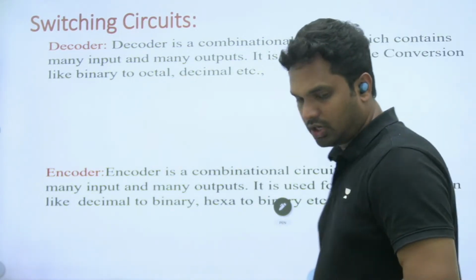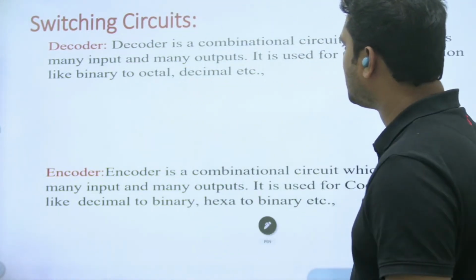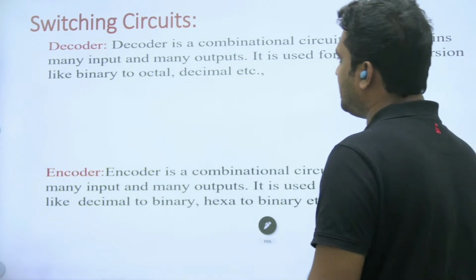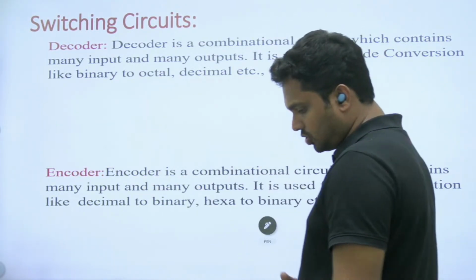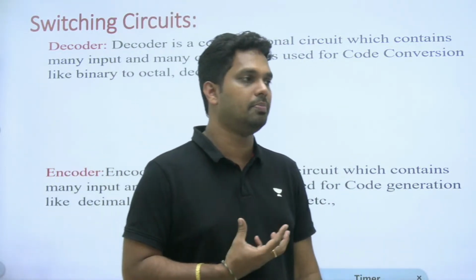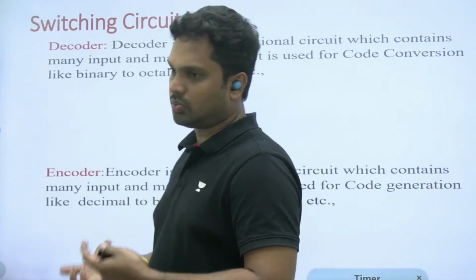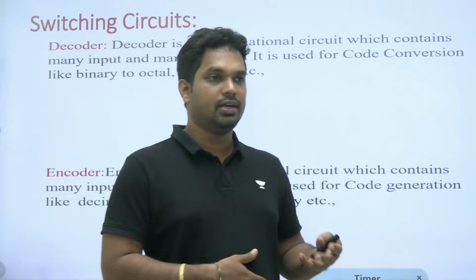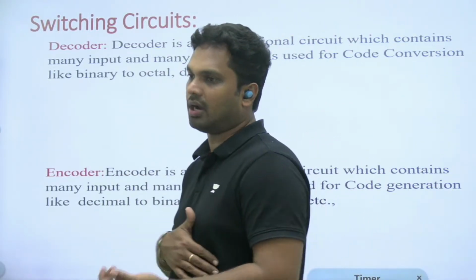The next one we need to discuss is a decoder. So a decoder is a combinational circuit which contains many inputs and many outputs. It is used for code conversion. Suppose you transfer data and you don't want other people to read it. You should encrypt the data and transfer it. At the other end, the receiver must have a proper decryption to decrypt and understand the data.